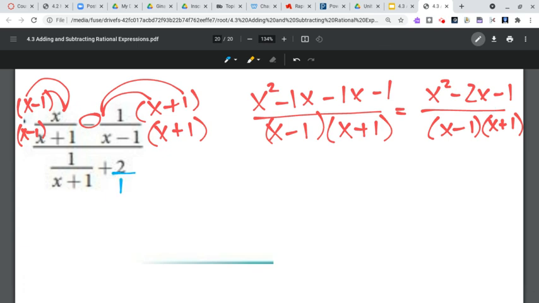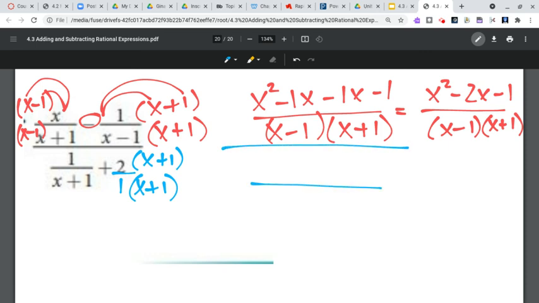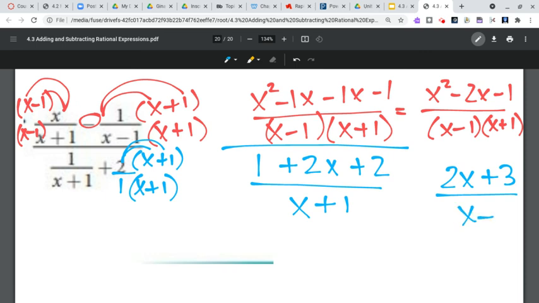In order to combine like terms, I need an LCD. So I'm going to multiply by x plus 1 at the bottom and at the top, which carries through my LCD. So I'm going to use my first fraction bar, and then I'm going to make my fraction at the bottom. My LCD is just going to simply be that x plus 1. And I'm going to distribute the 2 here and here, which is going to give us 1 plus 2x plus 2. Okay, combine like terms, and I have 2x plus 3 over x plus 1.